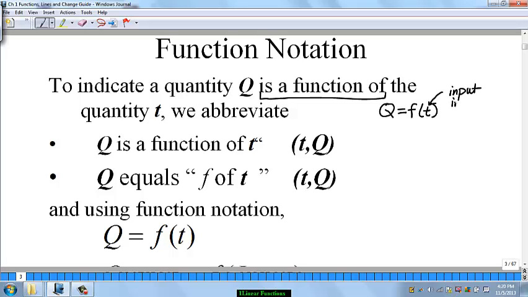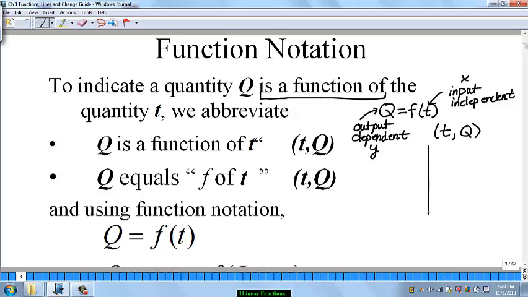this is called the independent variable, meaning I have a choice to put that in there, that means Q is our output, or it's our dependent variable. It's dependent upon what is inside the parentheses. So if I were going to write this as a point, the point would be input T, output Q. So this is like in our X spot, and this is in our Y spot.